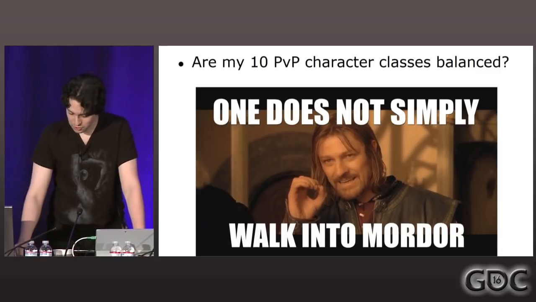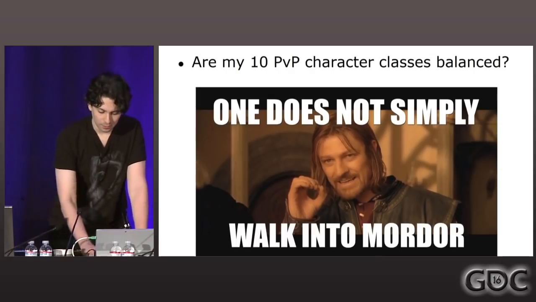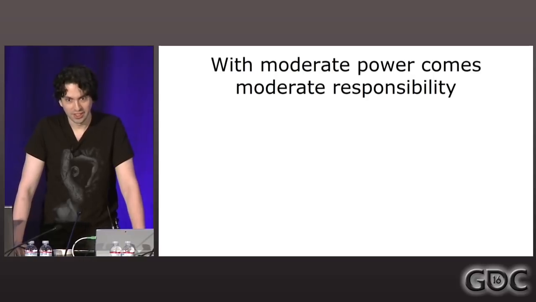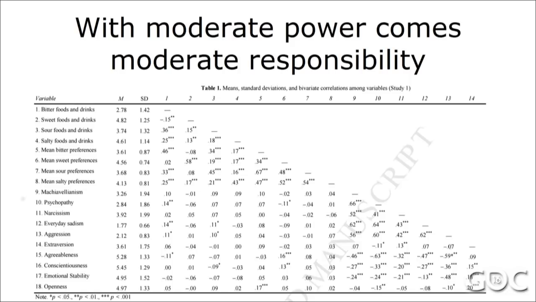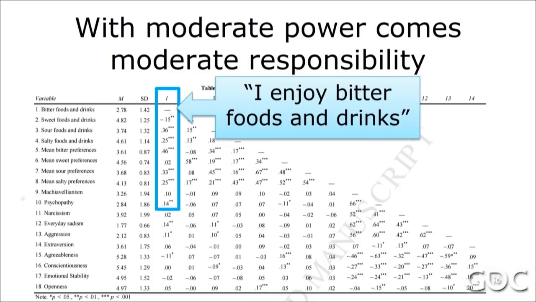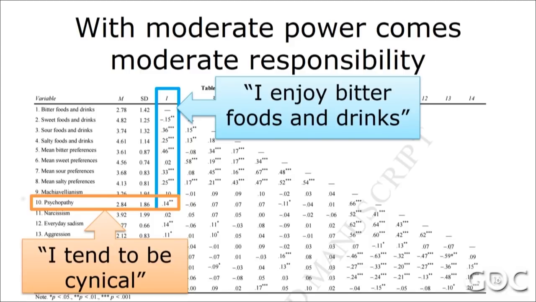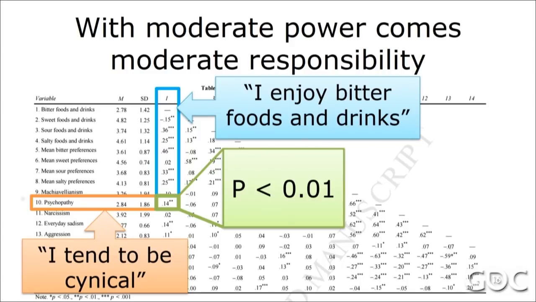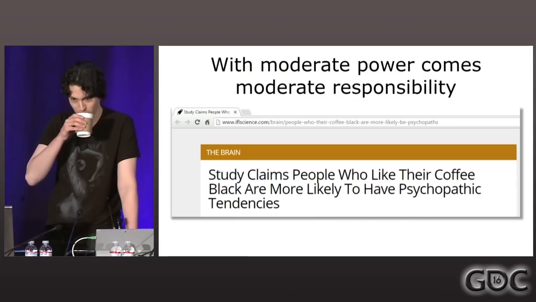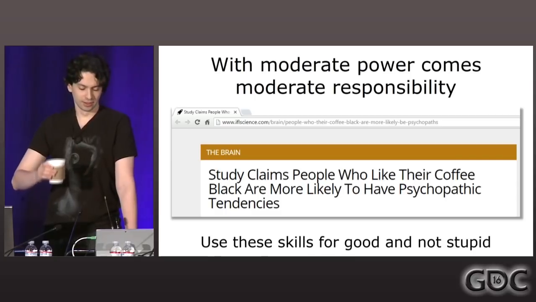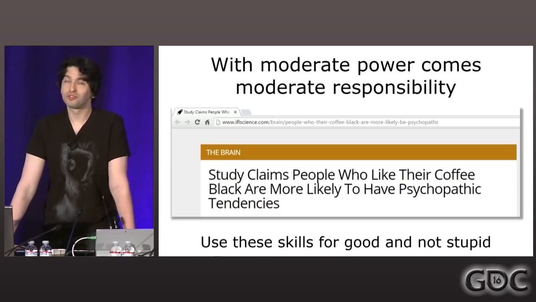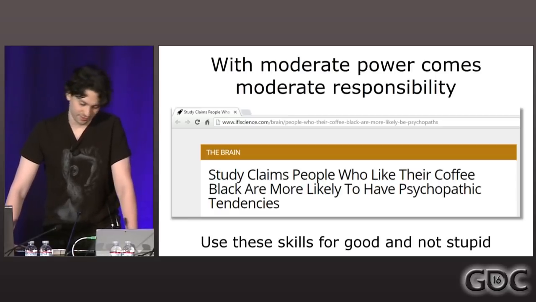So, as I mentioned, I've given you some tests that are good in certain specific scenarios, but with this moderate power comes moderate responsibility. Do not push your tests beyond what they are able to do. Here is a chart from a real scientific study I found. Basically, some experimental psychologists asked people a bunch of questions like, do you enjoy bitter foods and drinks? And do you tend to be cynical? And then they correlated every one of these questions against every other one of these questions. So people who tend to be cynical tend to enjoy bitter foods and drinks. Headline the next week. Oh, that's good stuff. Use your skills for good and not stupid, please.